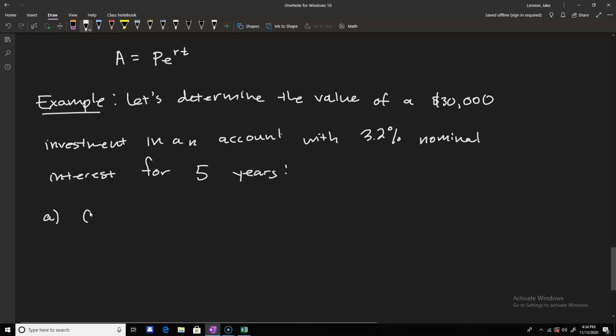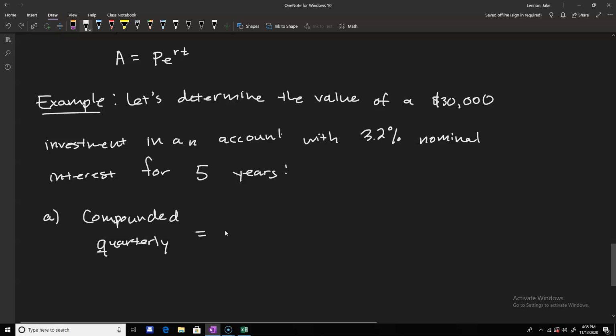So the first time we'll talk about compounded quarterly. That's one thing that often occurs with these finite compound interest problems. They'll have code words that will tell you the value of n. So in all of these problems, we know that P is 30,000, r is 3.2%, or 0.032, which is what we'll have to put in, and t is 5. But n is going to change, and if it's continuous, then we use a completely different formula.